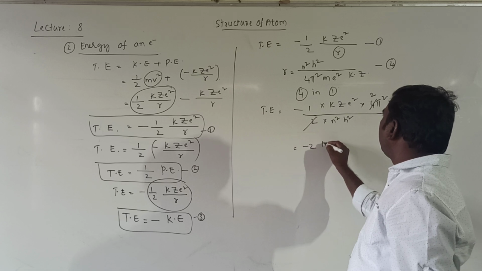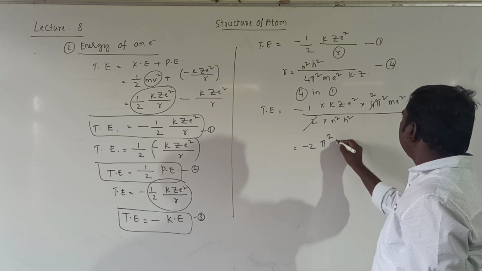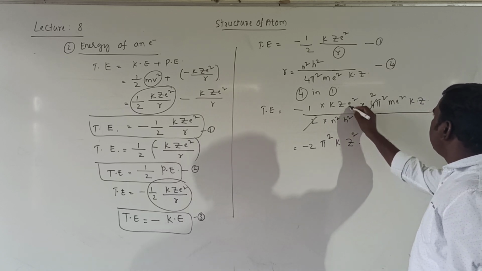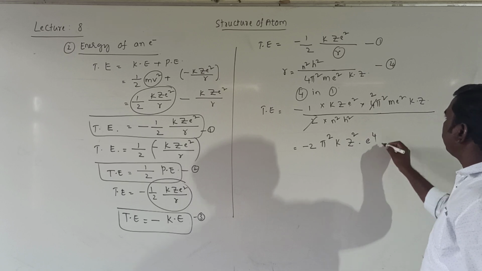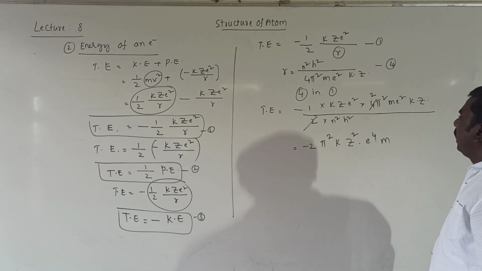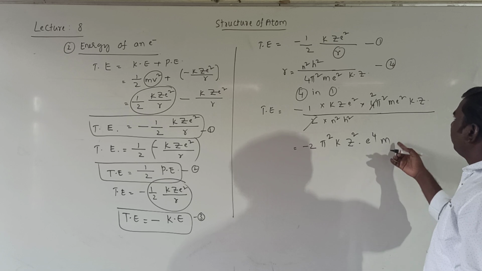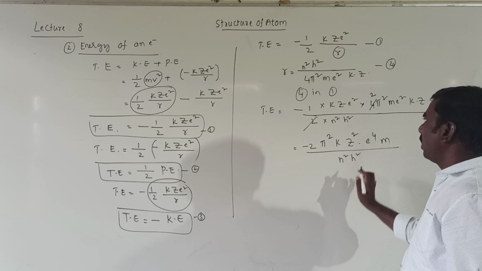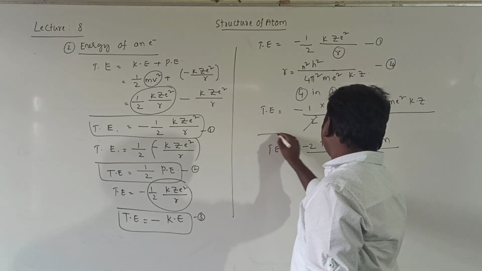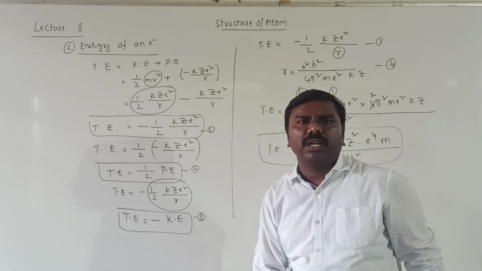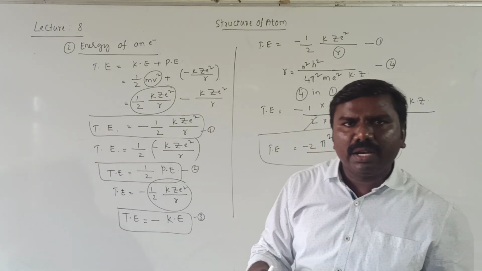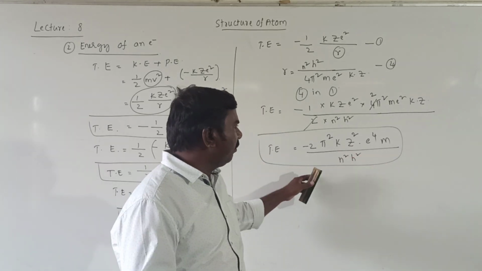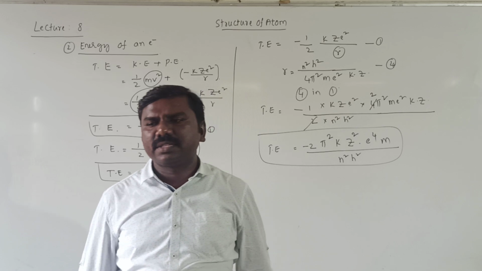Then minus 2 pi square k square Z square e to the power of 4 m over n square h square, the whole thing times Z square. This is the total energy. I gave you all the values for the mass of electron, k value, and e, the charge of electron, pi value and h value in the previous derivation.